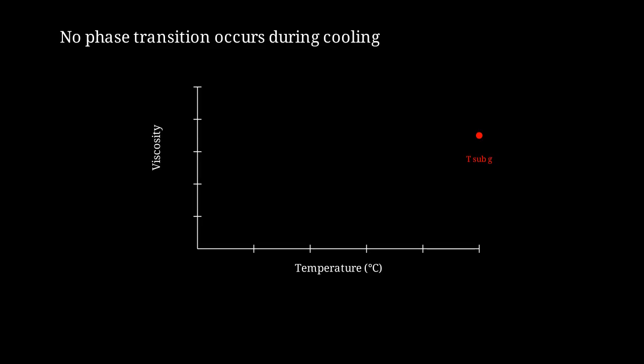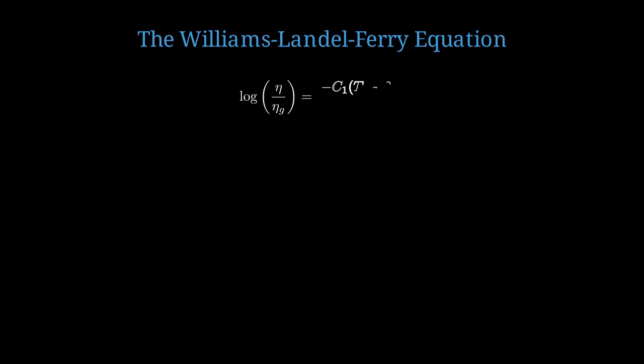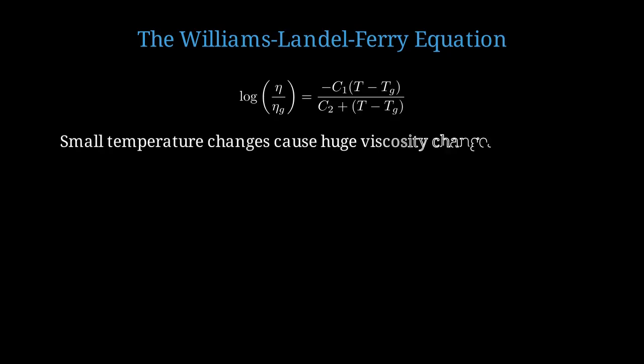At the glass transition temperature, there's a dramatic change in the temperature dependence of viscosity. Below T sub G, the material is a glass. The temperature dependence of viscosity near the glass transition is described by the Williams-Landel-Ferry equation, or WLF equation. Log of eta over eta sub g equals negative c1 times (T minus T sub g) divided by c2 plus (T minus T sub g). This equation shows how dramatically viscosity changes near T sub g. This equation explains why candy texture is so sensitive to final temperature. Near T sub g, a few degrees makes an enormous difference in viscosity.